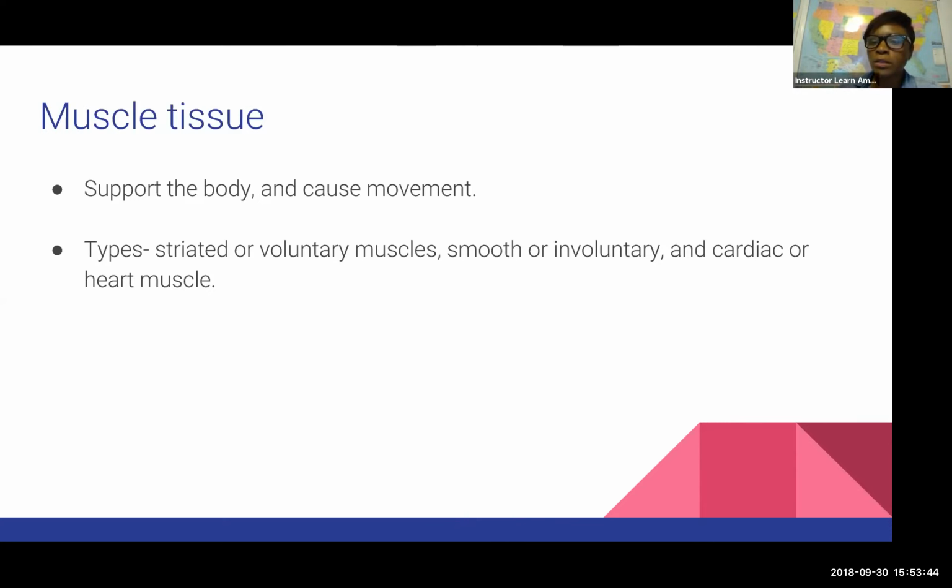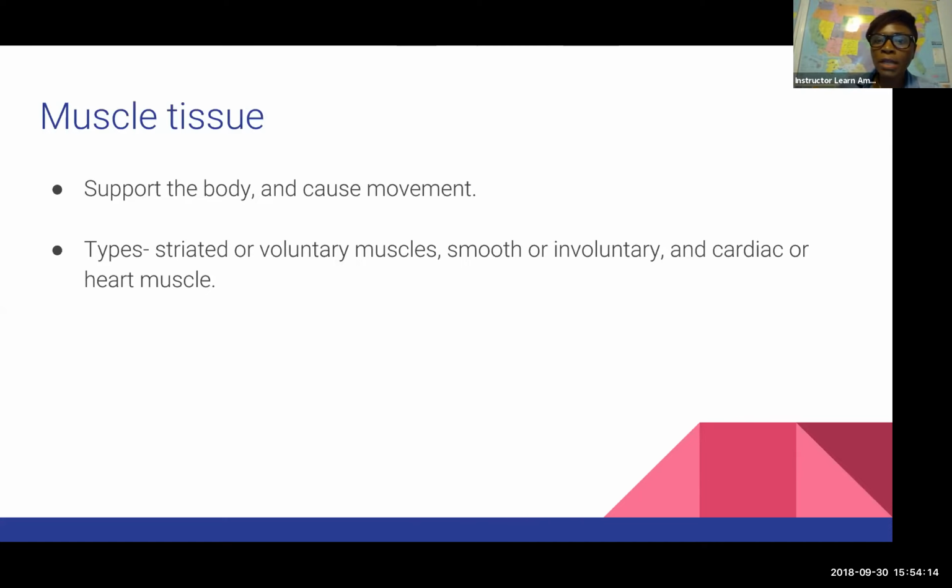But the smooth muscles, it's involuntary. We don't think about them. Found in our blood vessels, our diaphragm. Those are examples of our smooth muscles. They're found in our organs. Cardiac muscle, that's our heart muscle. And that's also an involuntary muscle. And so we can see that the muscle cells are going to form muscle tissues, which will make up the organs such as the heart.